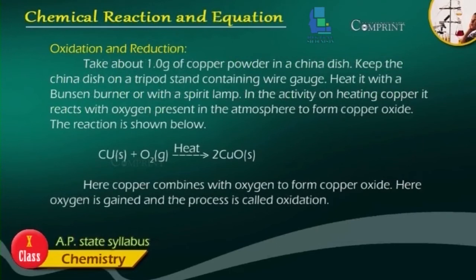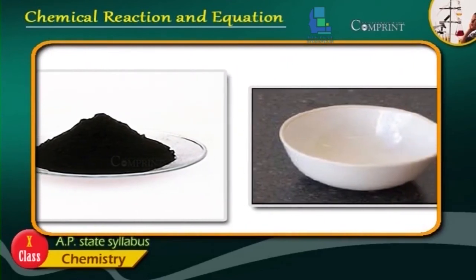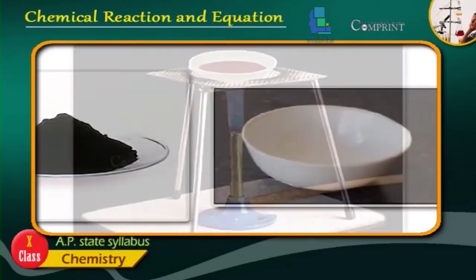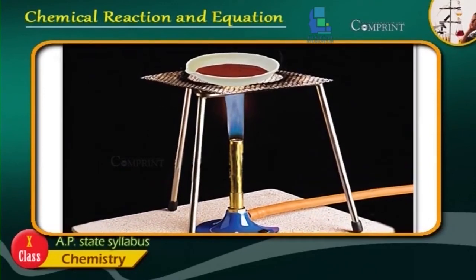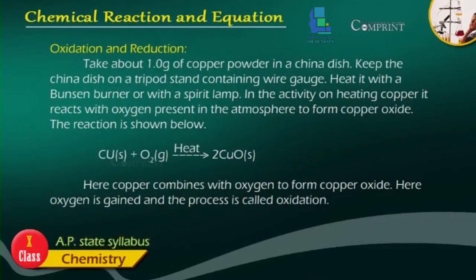Take about 1.0 grams of copper powder in a china dish. Keep the china dish on a tripod stand containing wire gauze. Heat it with a Bunsen burner or with a spirit lamp. In the activity on heating copper, it reacts with oxygen present in the atmosphere to form copper oxide. The reaction is shown below. 2Cu plus O2 gives 2CuO.